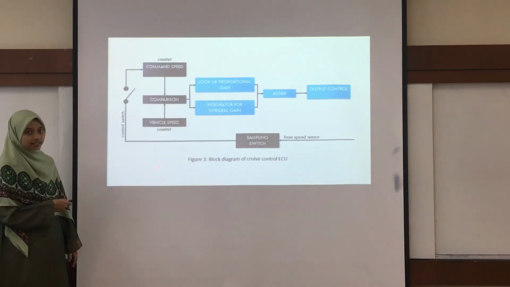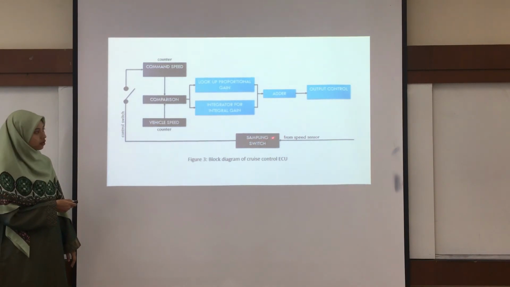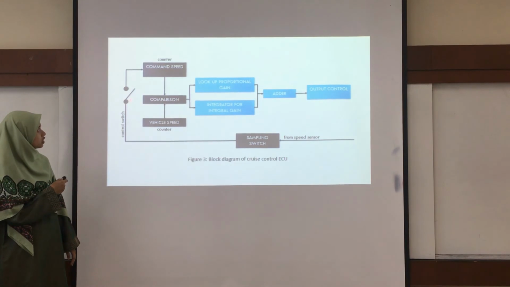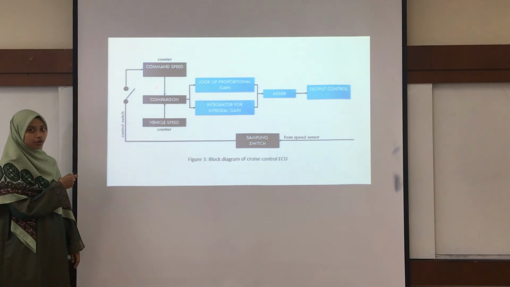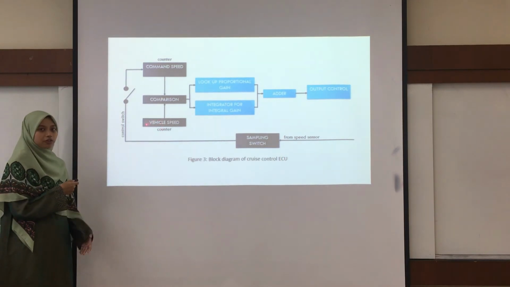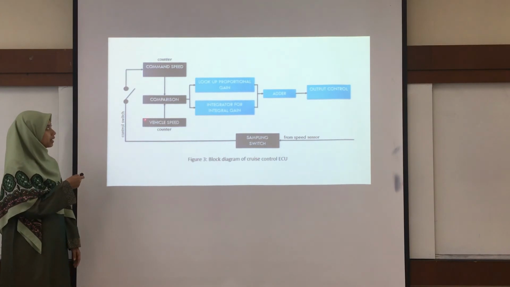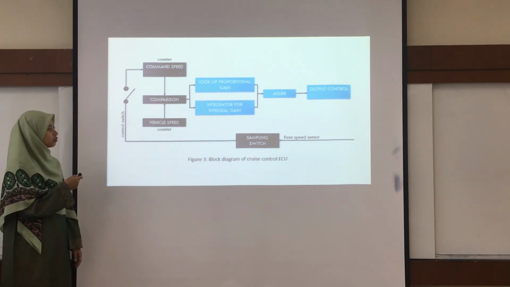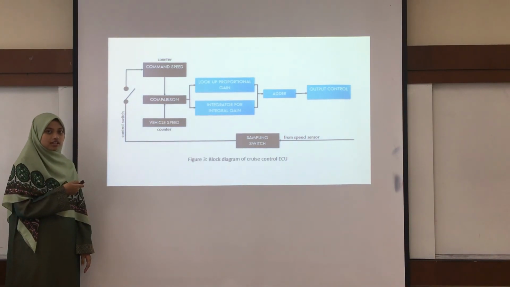From this block diagram, you can see that first, the sampling switch is the control variable from the speed sensor, and then this is the switch. Command speed is the set point set by the user, and then this one is the vehicle speed, which is the responding variable that will be compared. These two will be compared: the command speed and the vehicle speed. If the difference is detected, then the proportional and integral control will act.